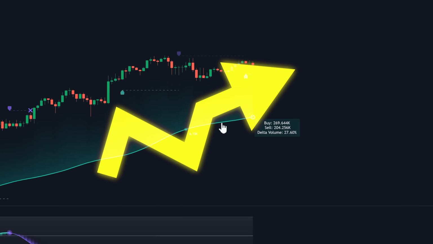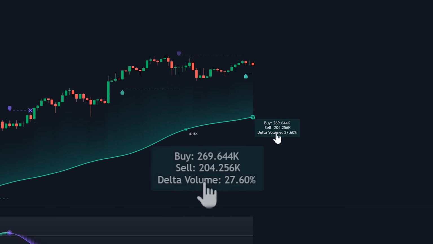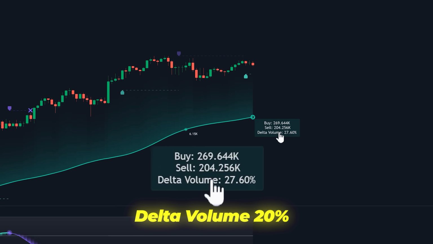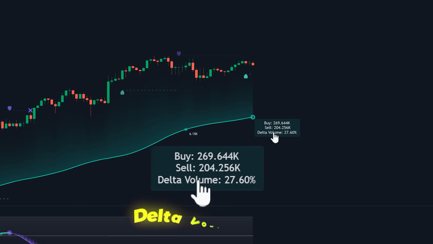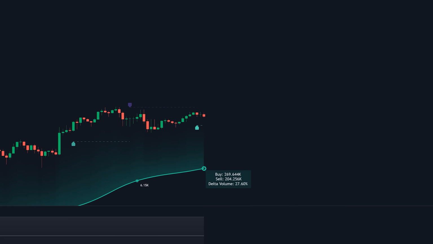We also need to check the delta volume, which should be at least 20% to confirm a strong trend. Right now we can see it's well above the 20% limit, which means this trend is strong enough to push the price higher and higher.